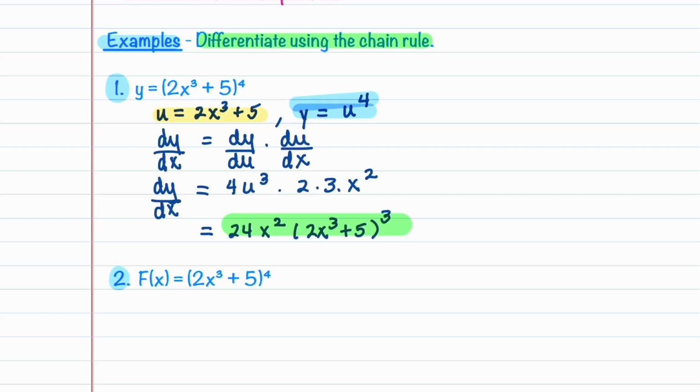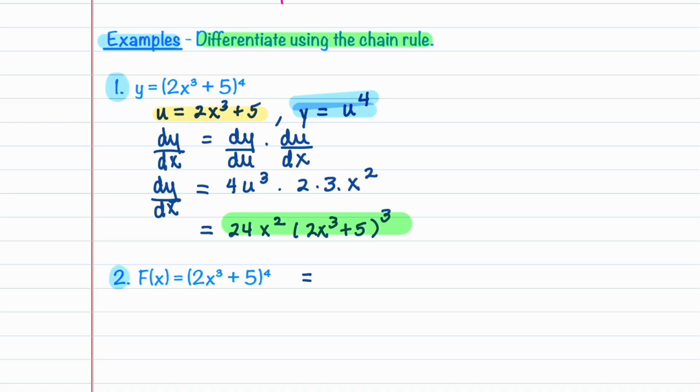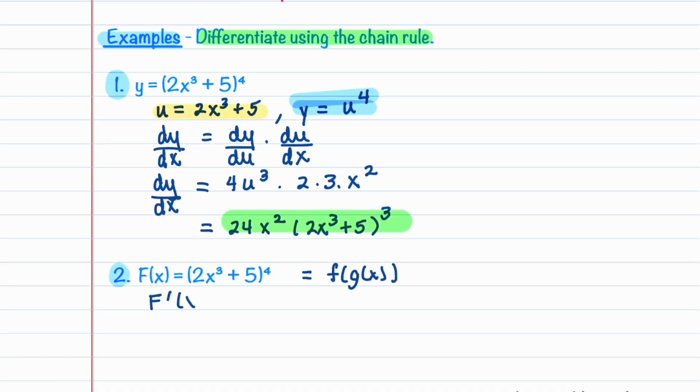Let's now look at our second example. In this example, we have the function capital F of x is the quantity 2x cubed plus 5 raised to the 4th. So it's the same function that we just worked with, but now for the chain rule, we are going to use the function notation. All we're going to do is set capital F of x equal to f of g of x. Capital F prime of x is the derivative of the outside function f prime of g of x times the derivative of the inside function g prime of x. Once you get used to this, you won't need to write down this formula.